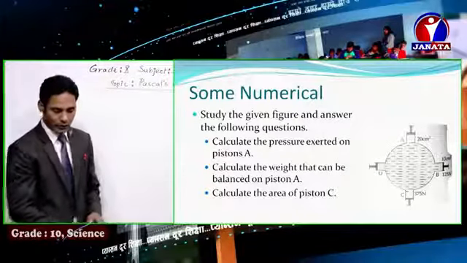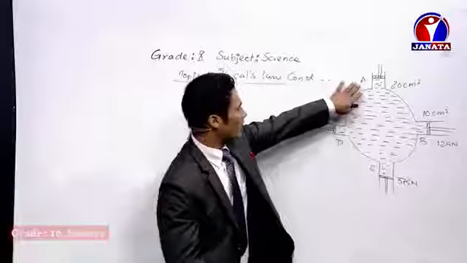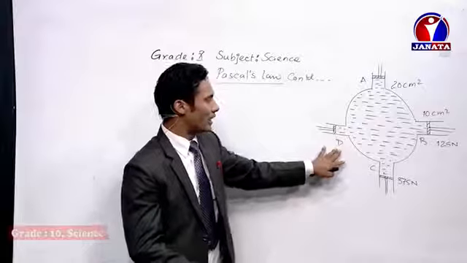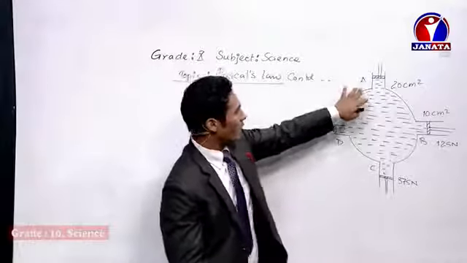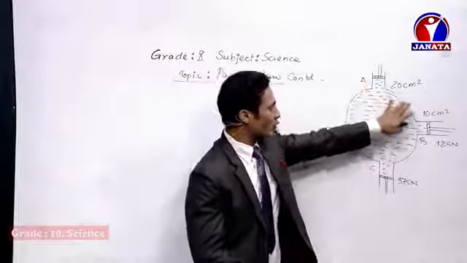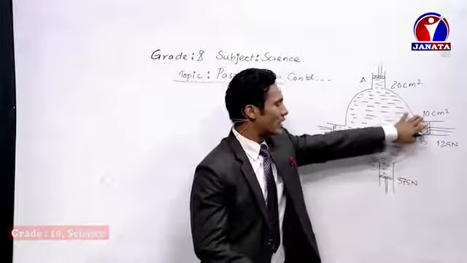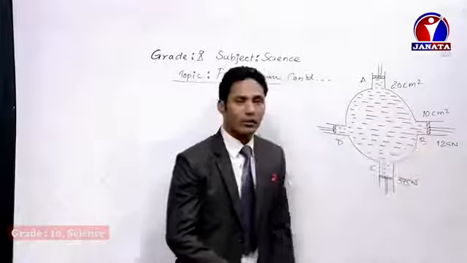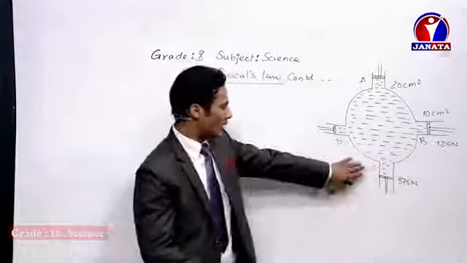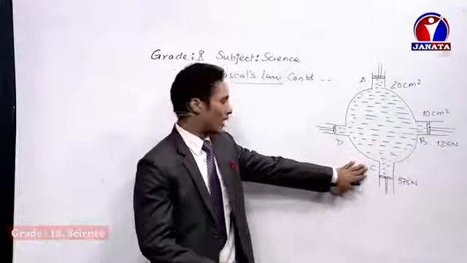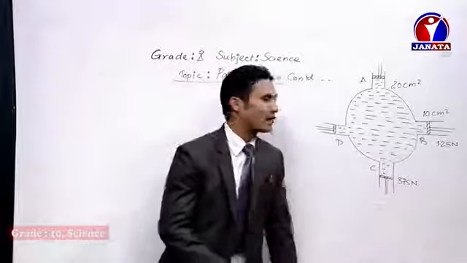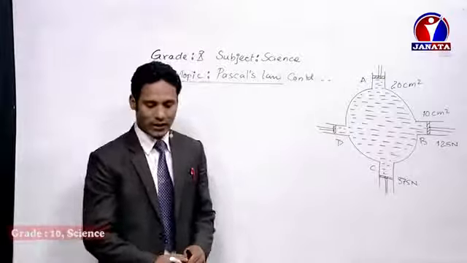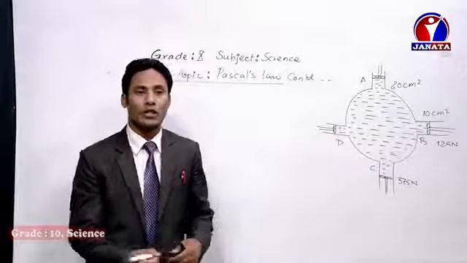Okay. So firstly, the question is here. This is piston A, piston B, piston C, and piston D. The cross-sectional area of piston A is 20 centimeters square, piston B 10 centimeters square, and the force applied on it is 125 Newton, and on piston C the force applied is 375 Newton. So firstly, let's calculate the pressure exerted on piston A.